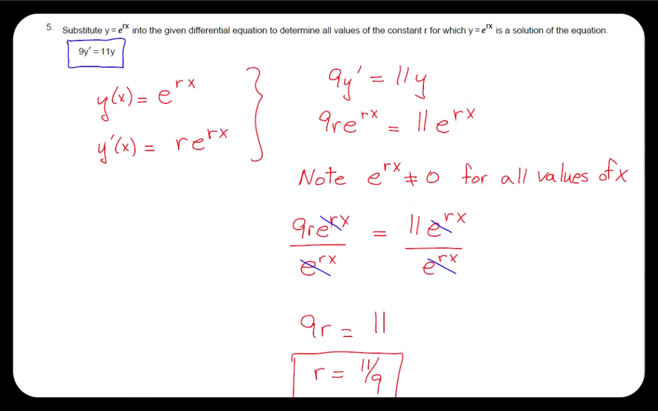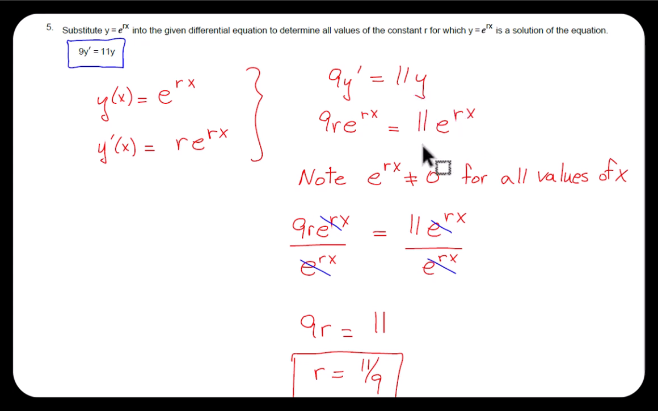In question 5, we want to substitute y equals e to the rx into our differential equation and try to figure out what r would need to be. All right, well, the derivative of e to the rx by the chain rule is r e to the rx. And so plug it in. Here's y prime, here's y.